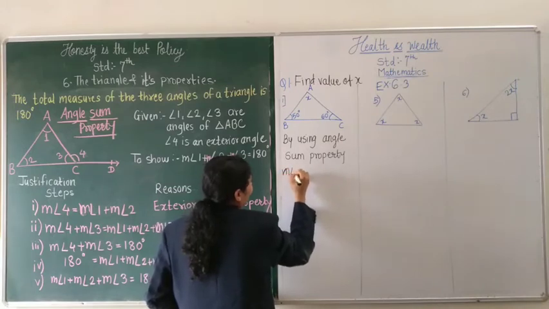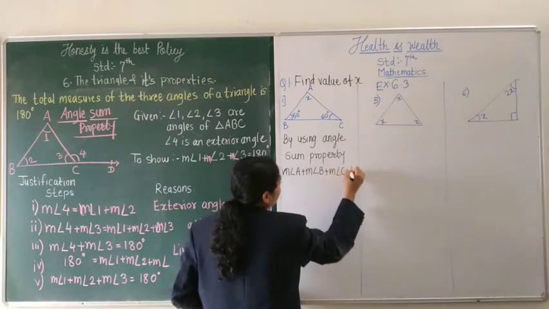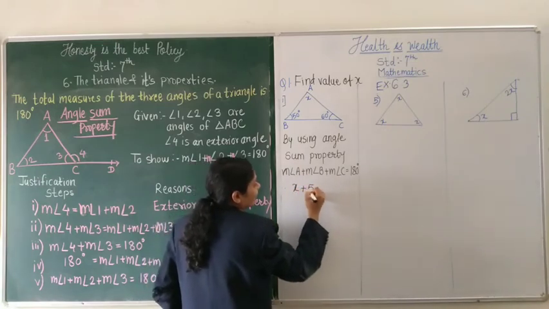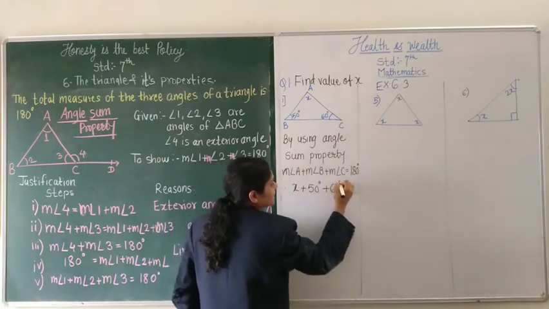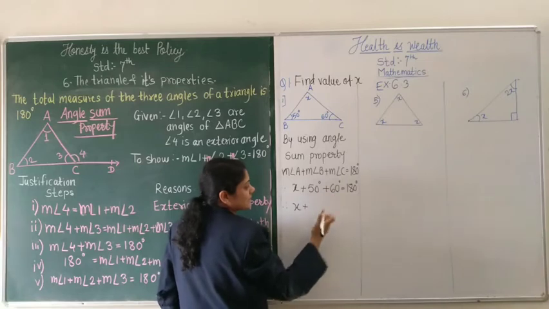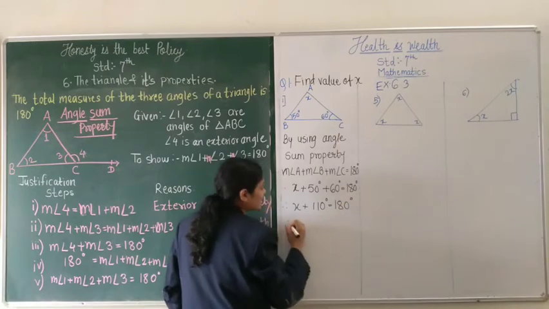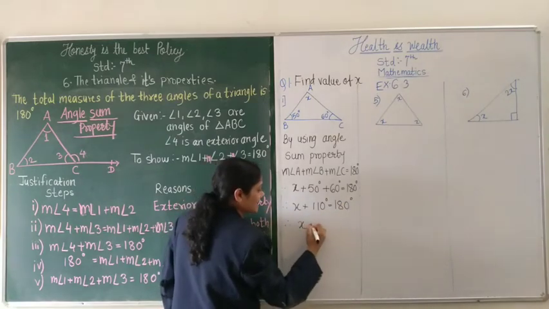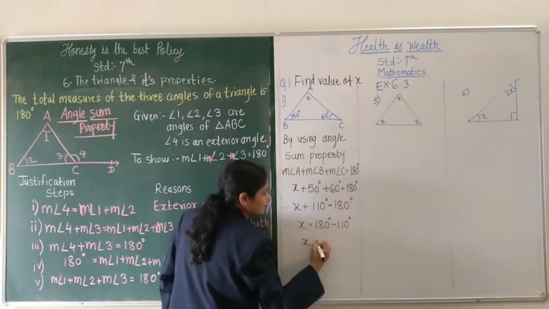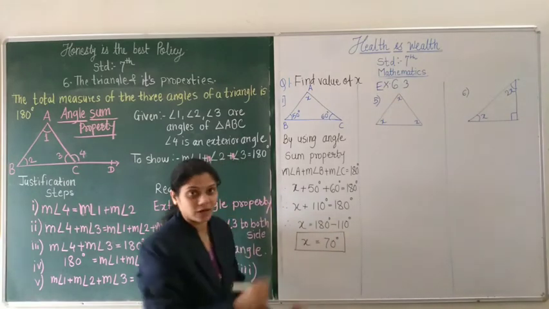measure angle A plus measure angle B plus measure angle C is equal to 180 degrees. So what is measure angle A? x, B is 50 degrees and C is 60 degrees, equal to 180 degrees. So x plus 50 plus 60, that is 110, is equal to 180 degrees. Now we will separate the alphabets and numbers. So x is equal to 180 degrees minus 110 degrees. So x is equal to 70 degrees.